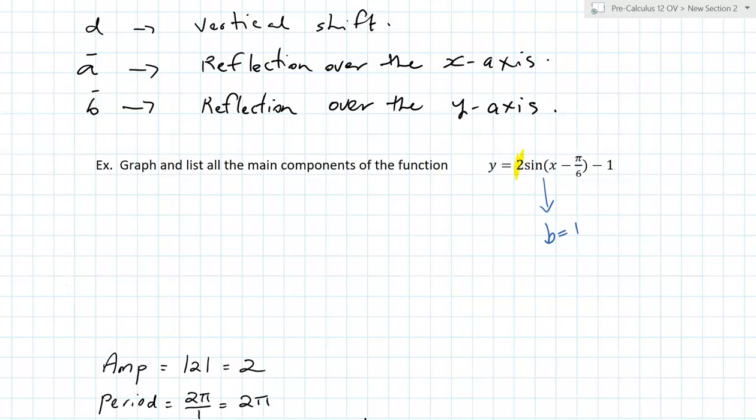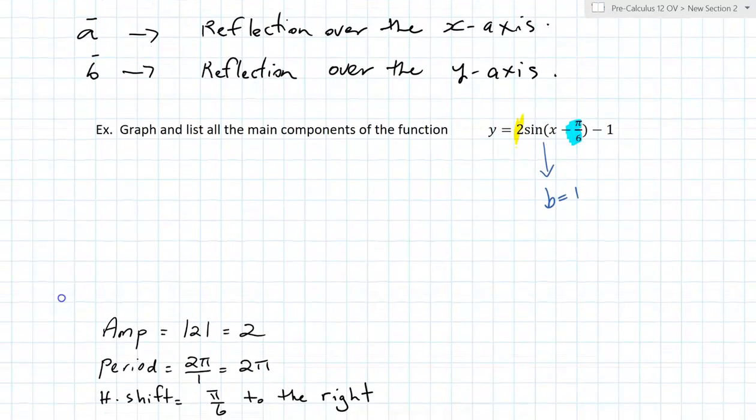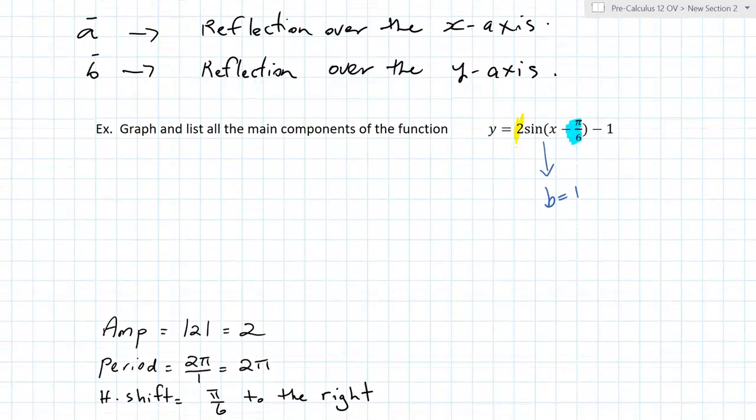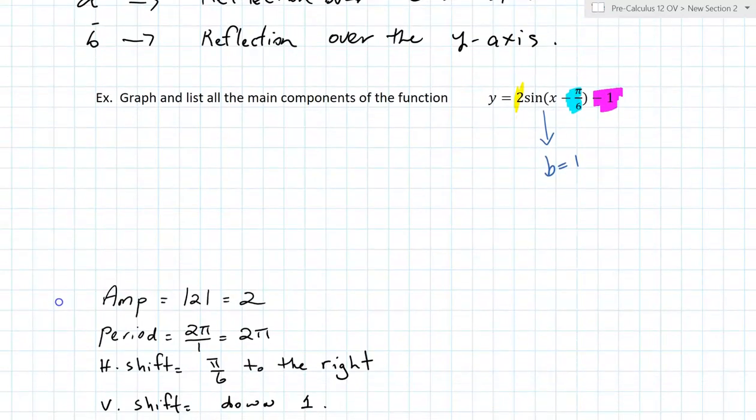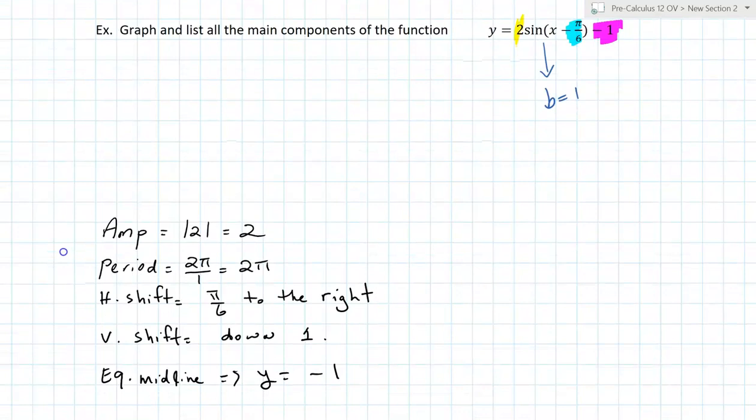Great. The next thing we're going to look at is the negative pi over 6 within the bracket. That means the positive shift to the right is a horizontal shift, and here it is a pi over 6 to the right. And then the last piece is the -1, and that's your vertical transformation or translation, which in this case is dropping down the graph by 1. What is the equation of the midline? That would be y equals -1. That's the equation of the midline right there.